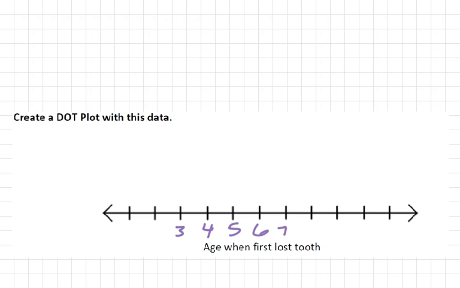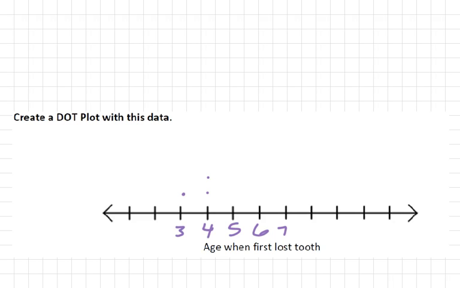So now I'm going to use my frequency chart, and I'm going to record the frequencies of each of these ages. And I'm going to record them with a dot. So 3 years old at the loss of their first tooth, there was just one survey respondent that said that, so I gave them 1 dot. For the age of 4, there were 2 survey respondents, so I'm going to do 2 dots.